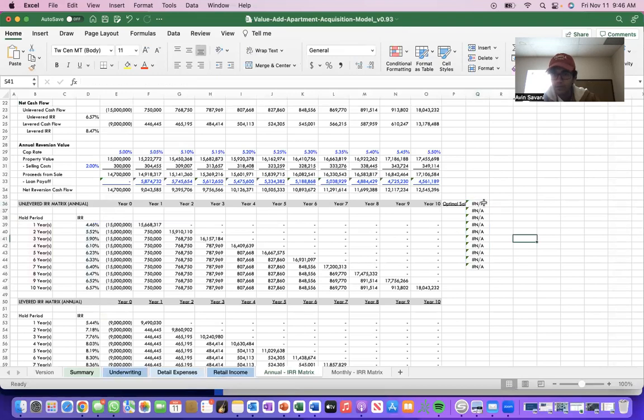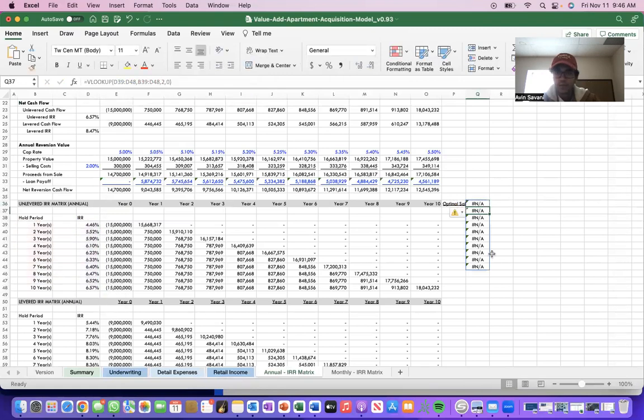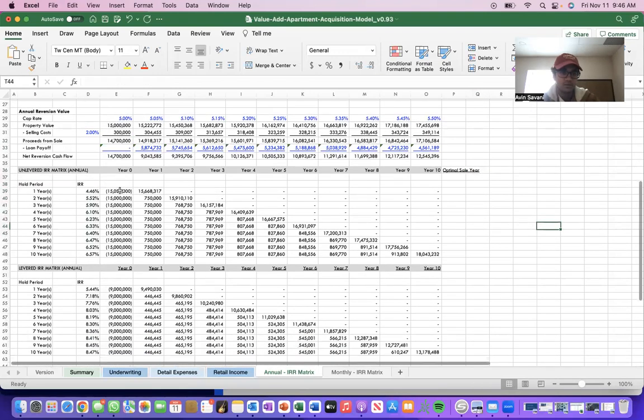Okay. I may have messed up the formula. It's all right. How about if I just try this? I should include all of this. No, it's not gonna work. It's probably because my IRR column is not next to the other column, you know? But anyways, you can just look at it and just see what the year is.